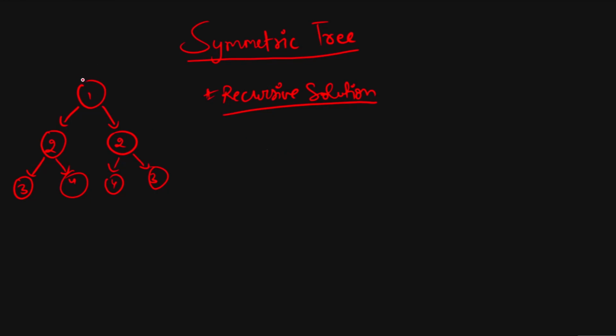But if it is not null, then I will call my function with its left. Let's say I am writing root 1, this root left is root 1, and this root right is root 2, and then I will check if both of them are null. If both of them are null, in that case I will return true.